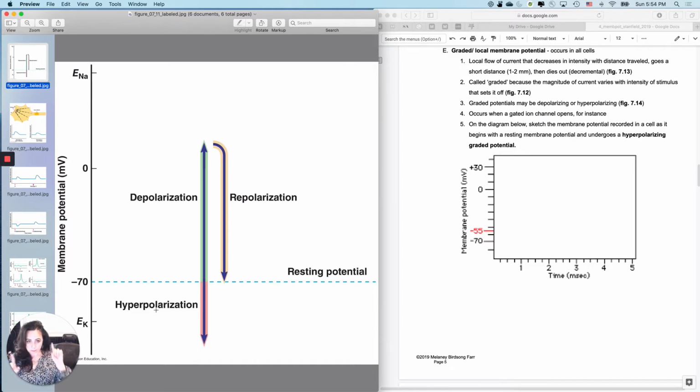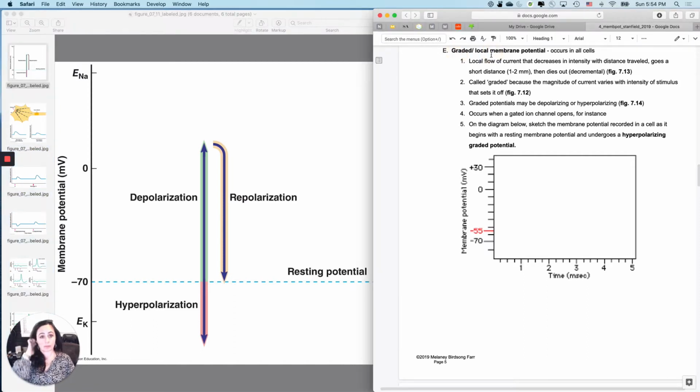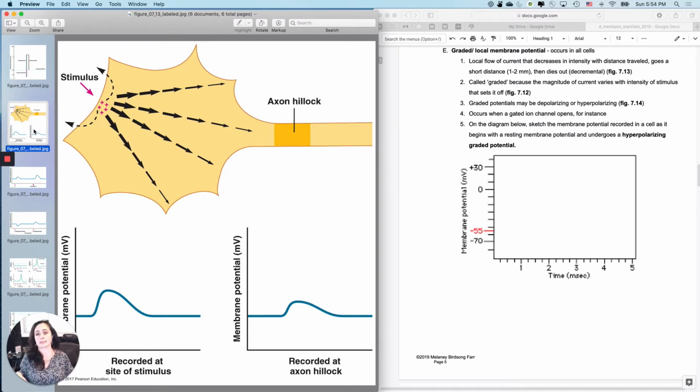Okay, so first let's assess the name. Why is it called graded or local? Let's start with a neuron. You guys learned neurons in anatomy, so let's look at a little bit of the anatomical terminology. First of all, this is the neuron cell body, or the soma. These represent dendrites. This is the axon, and the axon hillock is the first part of it. What will be important to us in the next part is that what happens at the cell body has to affect the axon hillock for us to go from a graded potential to an action potential.